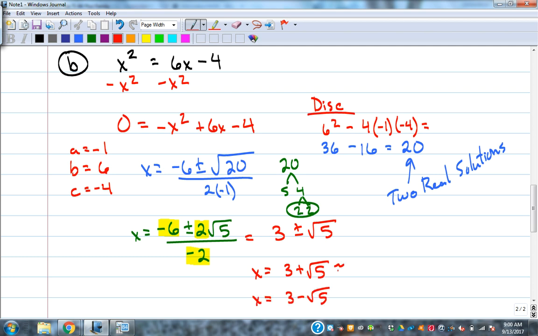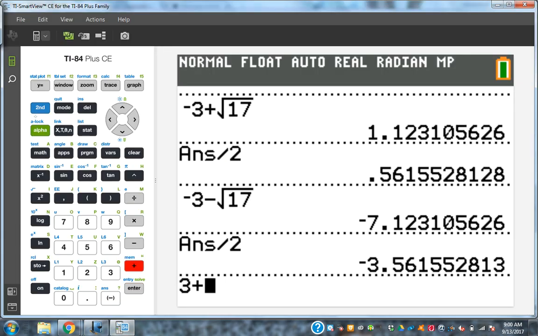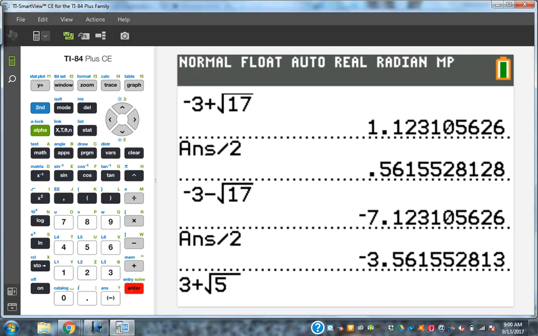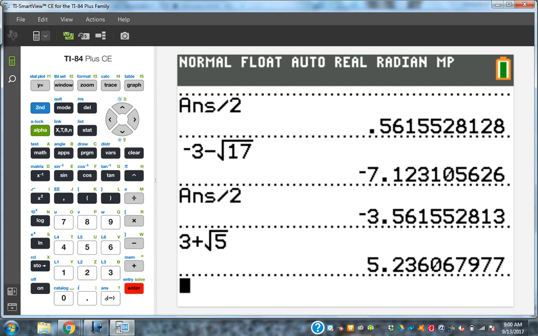So we have 2 answers, 3 plus the square root of 5 and 3 minus the square root of 5. And let's get the decimal approximation for each of those. 3 plus the square root of 5, rounding to 2 decimal places, so hundredths, would be 5 point what? 24, because we look at the 6 that's after the 3, it's 5 or bigger, so that makes it 5.24.